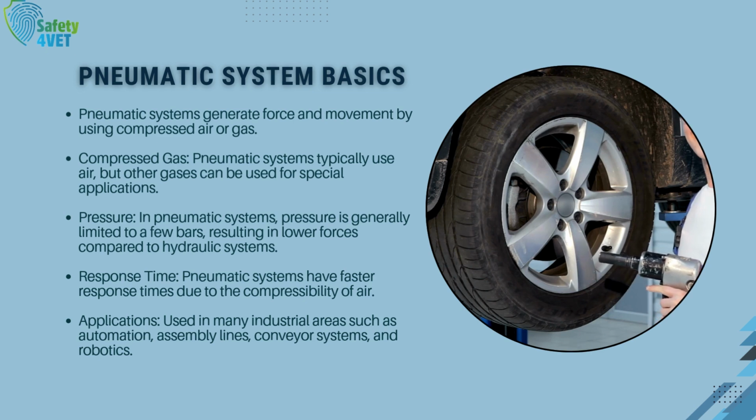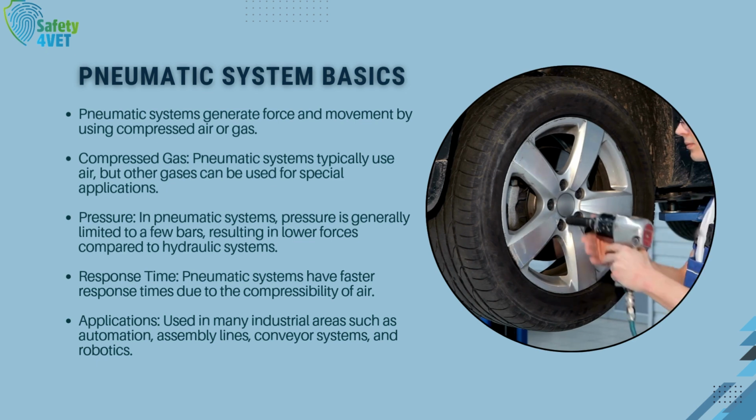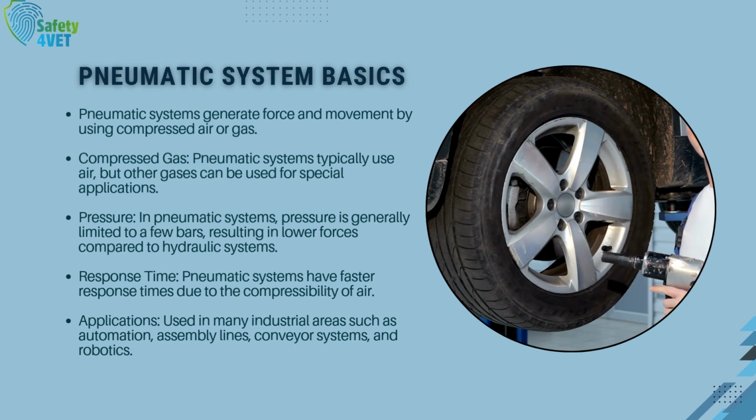Pneumatic systems produce force and movement using compressed air or gas. The pressure in these systems is generally lower compared to hydraulic systems, but they offer faster response times. The greatest advantage of pneumatic systems is that air is readily available, making installation costs lower. They are widely used in industries, such as automation and assembly lines.